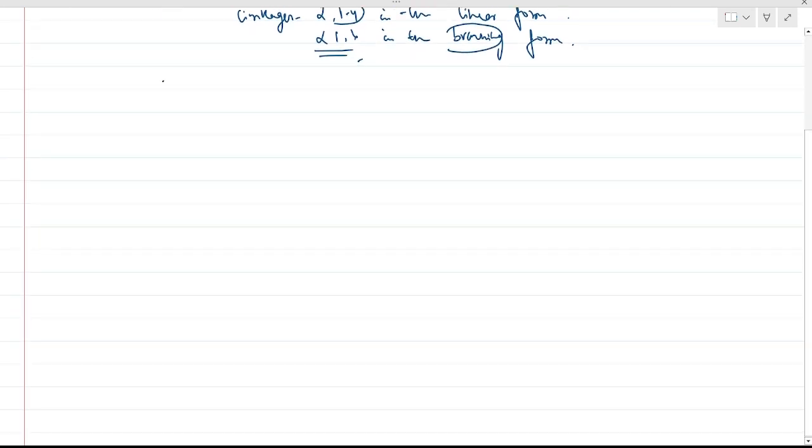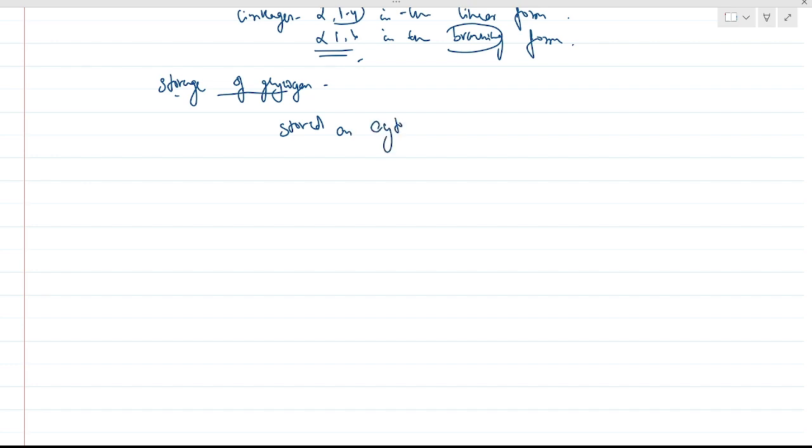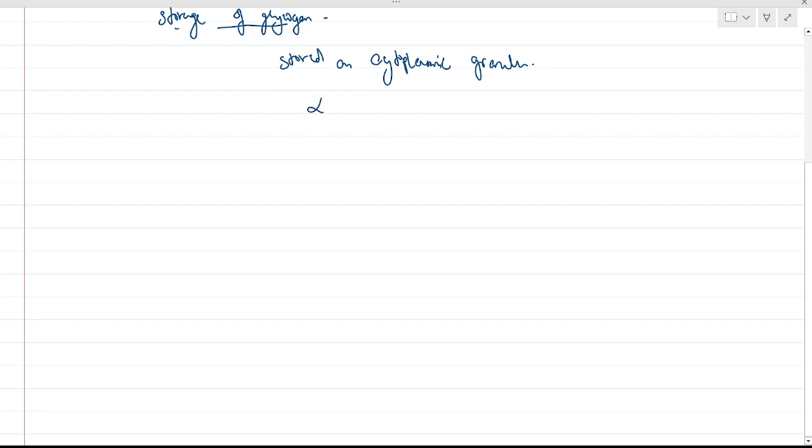Now the storage of glycogen. It is stored as cytoplasmic granules, in a molecule called alpha rosette. Let me write this again: alpha rosette. This contains 20 to 40 beta particles.